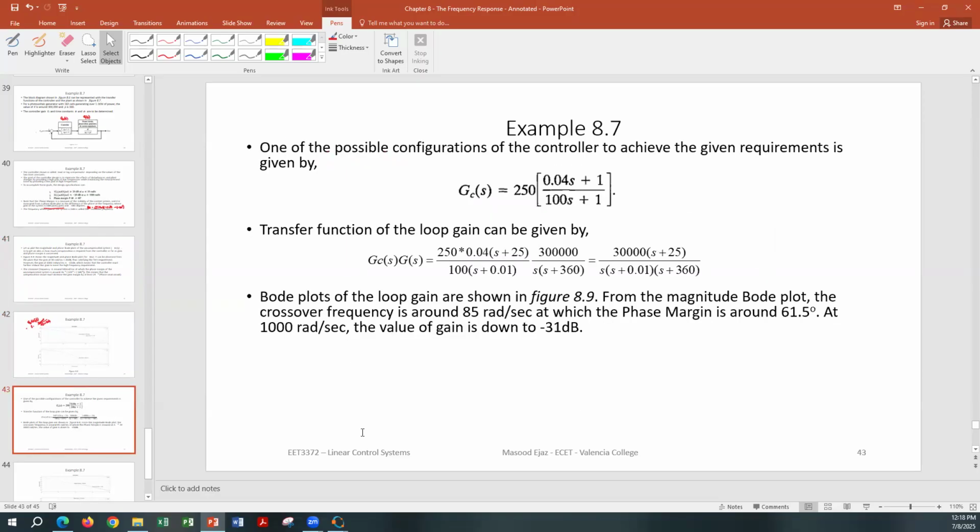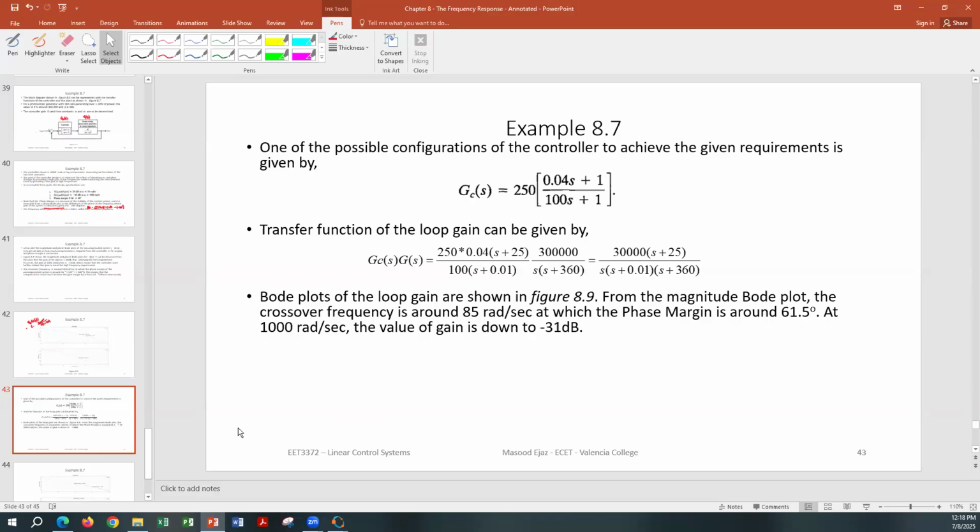So again, this is from the book. I did not do it myself. In the book, one of the possible configurations given for the controller to achieve the requirement is if we take the controller transfer function and gain as given, 250, tau 1 is 0.4, and tau 2 is 100.